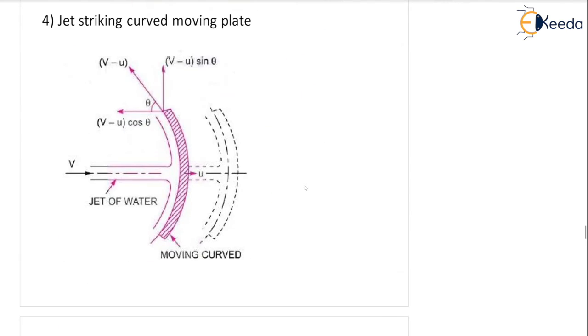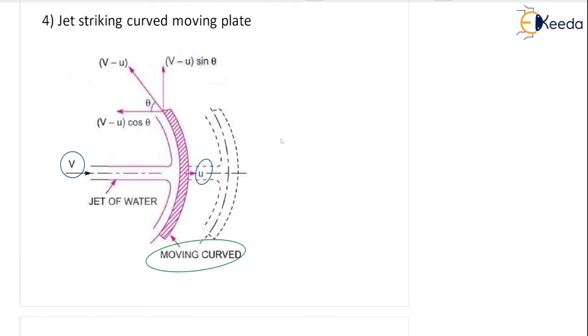Jet striking a curved moving plate. Now the moving concept came into the picture for the blade. The jet of water is coming from the nozzle with velocity v, and u is the velocity with which the blade is moving. So this is a moving curved plate, and this is the jet of water.